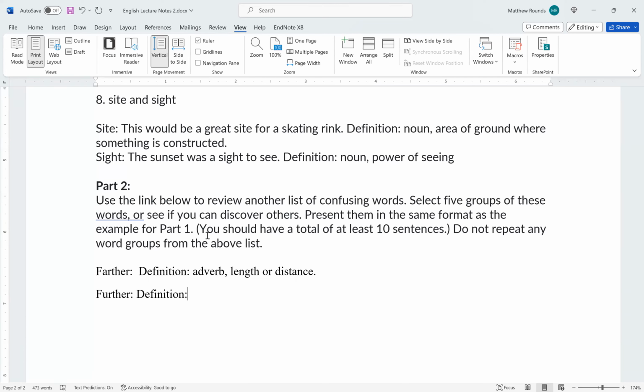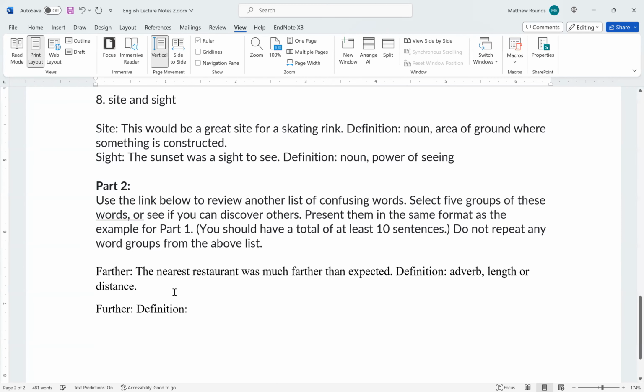I just typed something in the chat. Does it work? Yes, it does. I'm just double-checking. Yeah, it does work. Okay, let's do the same thing with the other one. Give me the definition of further.